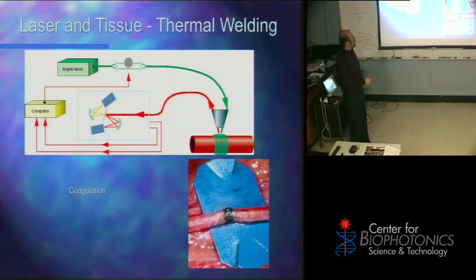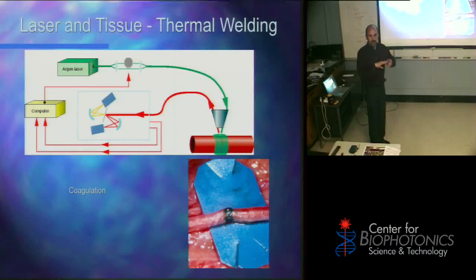So another thing you can do is you can weld 2 tissues together. I think this is pieces of aorta, welded together. It's 2 vessels, just with coagulation. You can use the laser to heat up the junction and basically connect 2 vessels together.